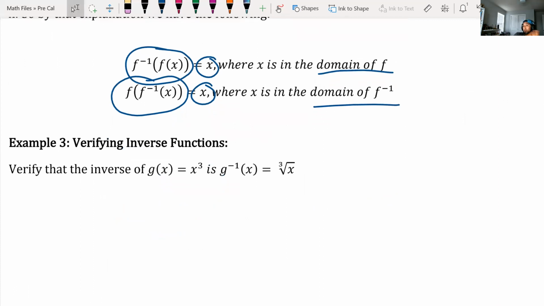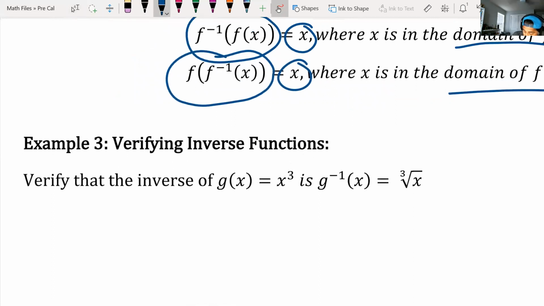Which brings us to 3. Verify that the inverse of x cubed is the cube root of x. So the only way to verify that these are inverses is to compose them with each other. So we'll do this one way.